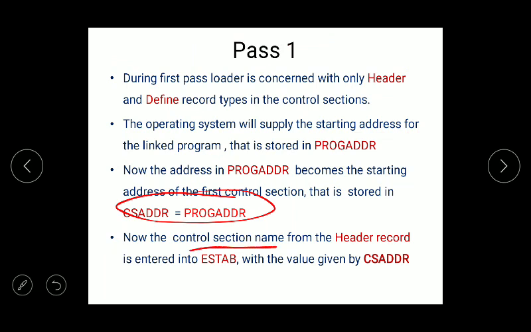Now the control section name from the header record is entered into the ESTAB with the value given by CSADDR. So what is the control section name? That is nothing but COPY. It has to be entered into the ESTAB with the value CSADDR. So we have the line COPY START 0, right? So 0 is the address supplied by the program. Suppose that address is the same and the operating system also gives the same address, then the starting address is 0. So the first entry of ESTAB is nothing but COPY with the address 0.